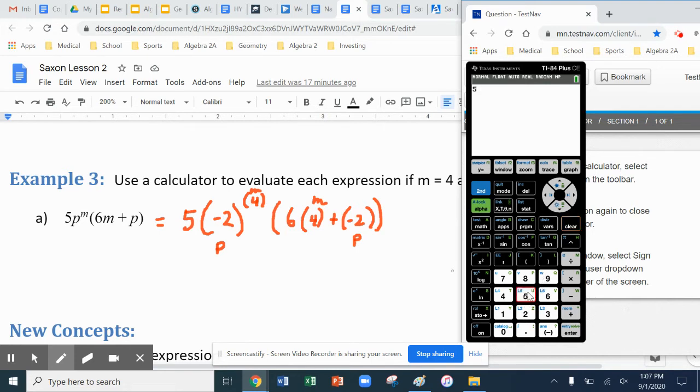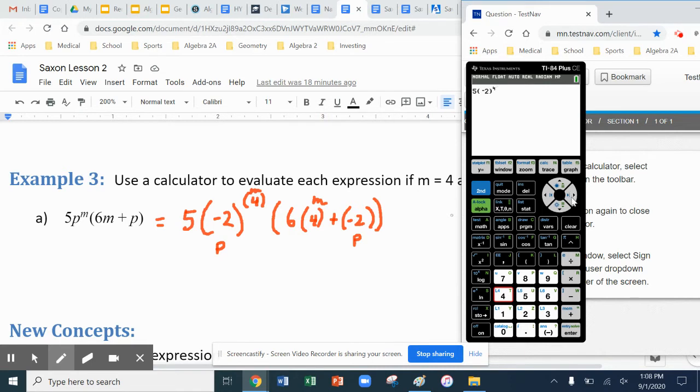So we'll hit 5. Your parentheses is above the 8. Negative, you have to use this negative button. If you use the minus sign, it'll tell you that you have an error. So you have a -2. Now to raise to a power, we're going to use this caret button right here. Hit that, it'll open up an exponent. Now since you only have a 4, you don't have to put parentheses, you can just put the number 4. There's no other numbers inside those parentheses, so it doesn't matter if those parentheses are there or not.